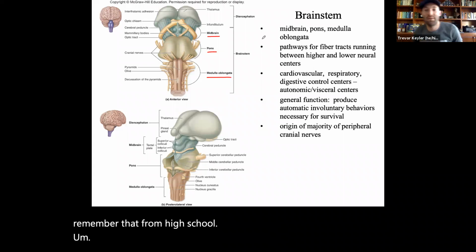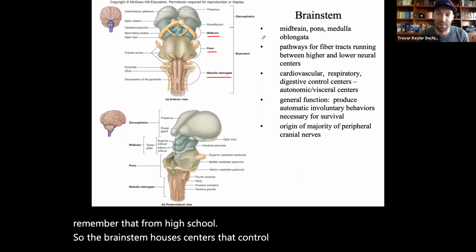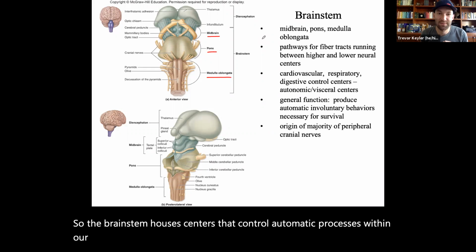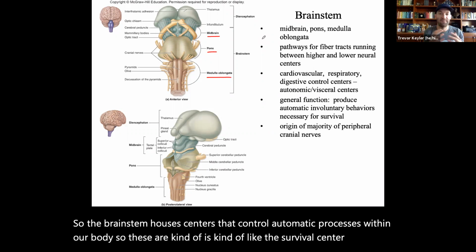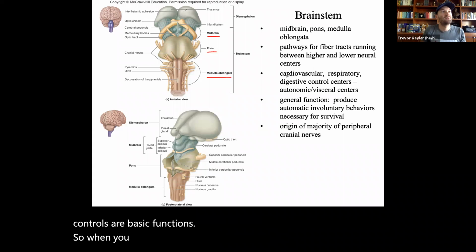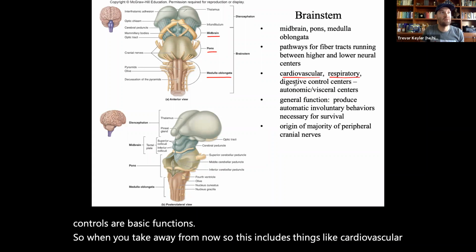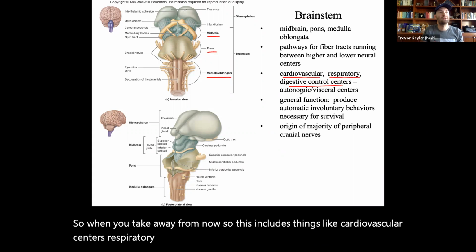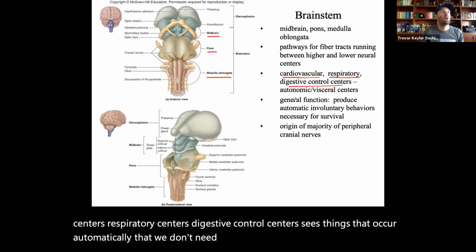So the brainstem houses centers that control automatic processes within our body. This is kind of like the survival center, and it controls our basic functions. That's what you need to take away for now. So this includes things like cardiovascular centers, respiratory centers, digestive control centers. These things that occur automatically that we don't need to consciously think about are controlled from the brainstem.